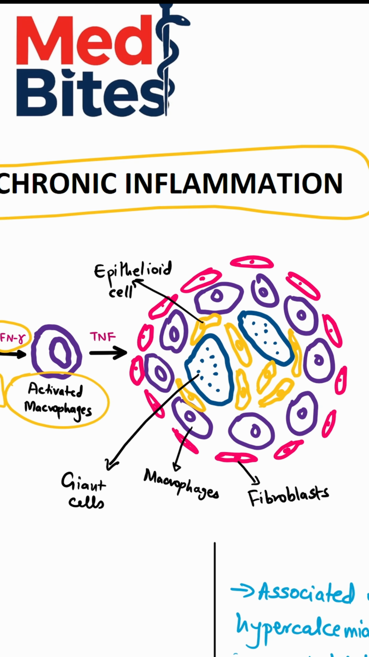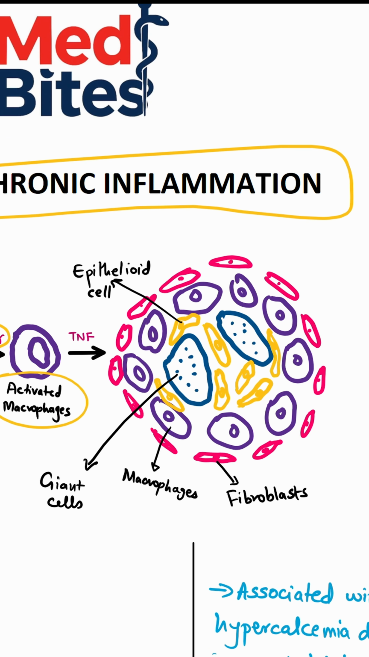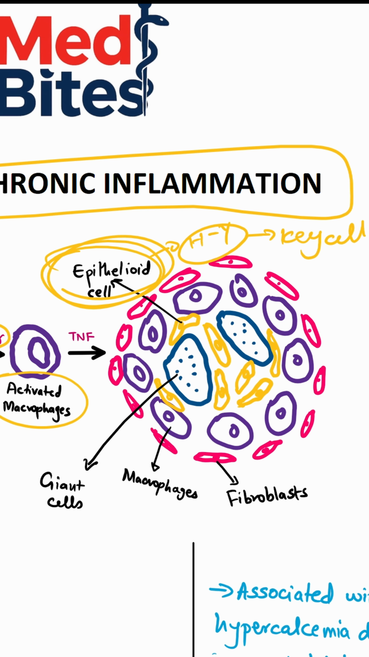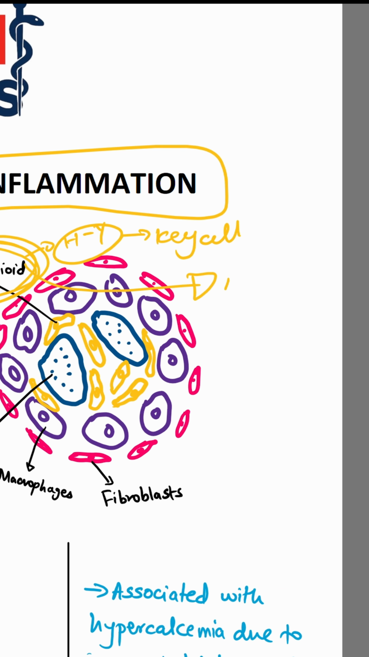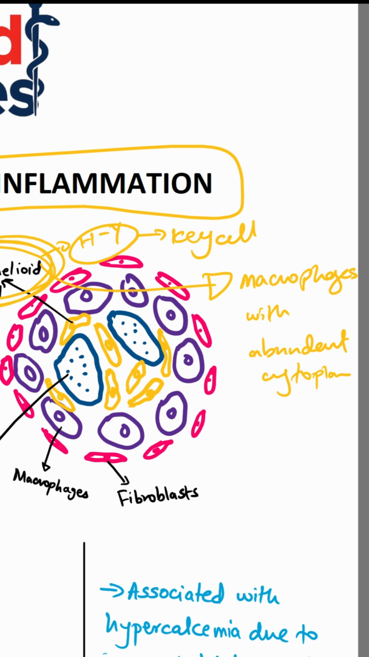Now, those activated macrophages transform into epithelioid cells, histiocytes. This is the most high-yield important thing that you have to know. So in the exam, if they ask you, what is the key cell in granuloma? It's the epithelioid histiocytes, or the epithelioid cells. And how do they present under a microscope? They are macrophages with abundant cytoplasm. Okay? This is important. This will come, so make sure you know it.